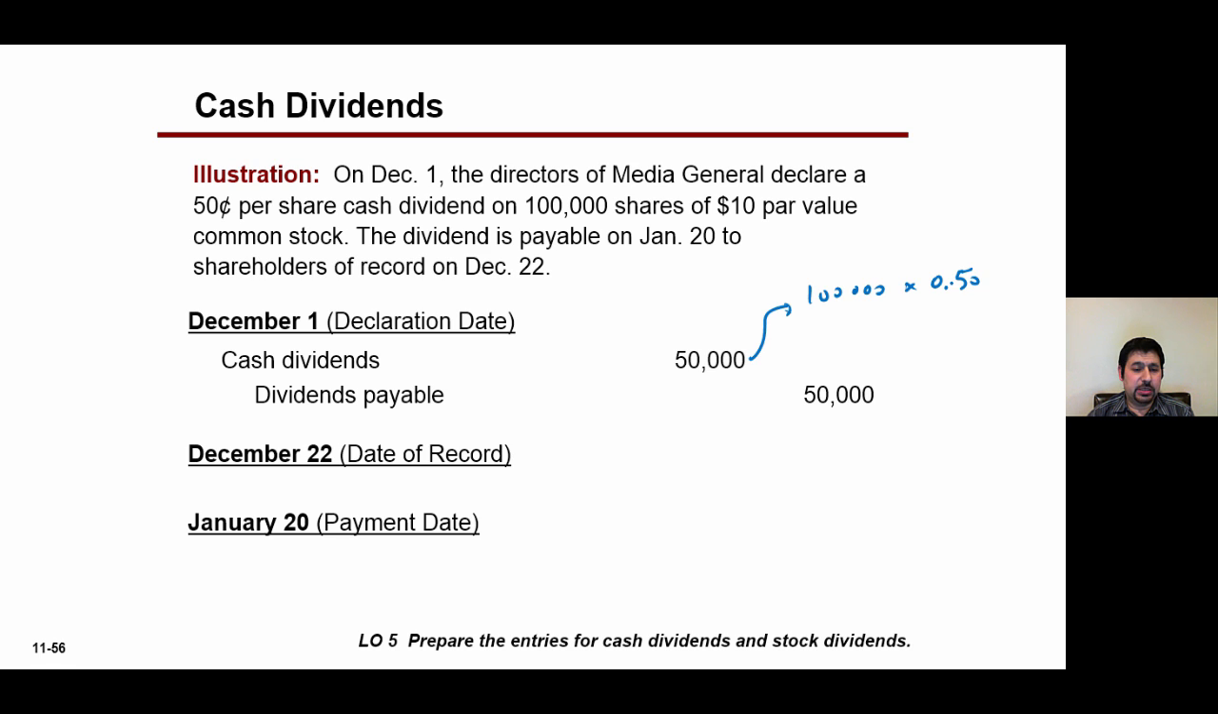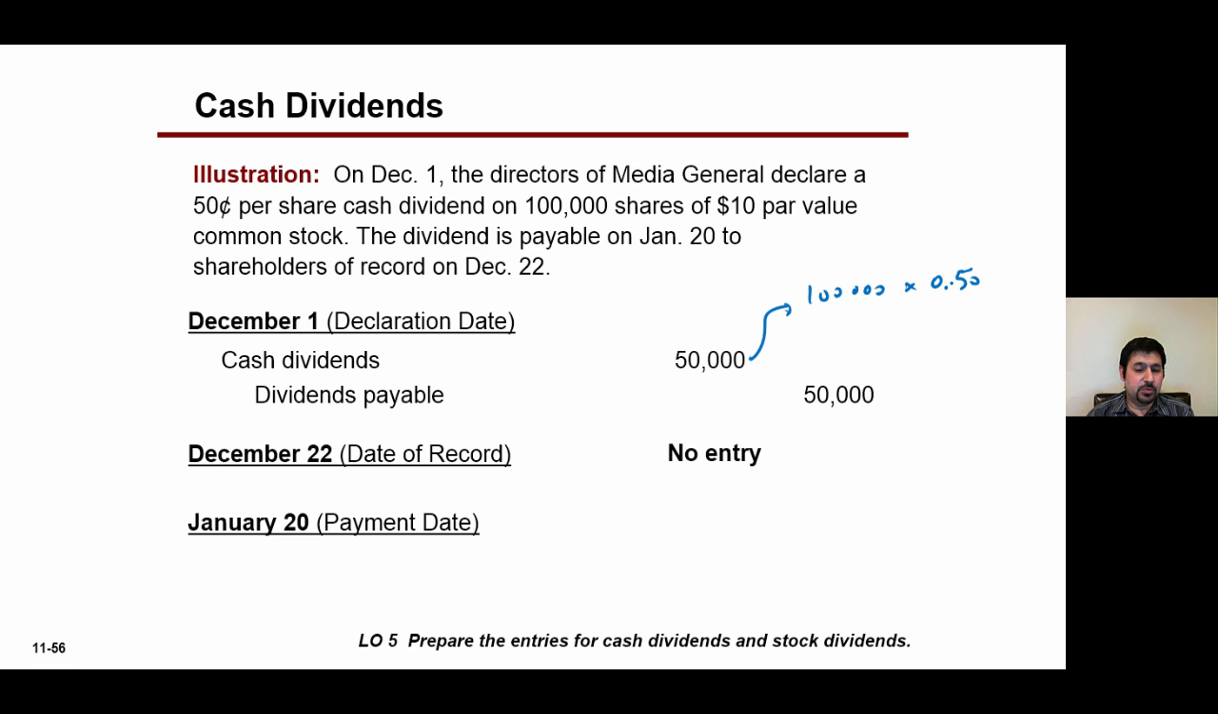On the second date, which is the date of record, December 22nd, the company is simply updating their records. As a result, the company will not make a journal entry. The company's financial position did not change. There was no exchange of assets, etc. There was no dividend that was actually paid. The company is simply preparing a list of the eligible stockholders.